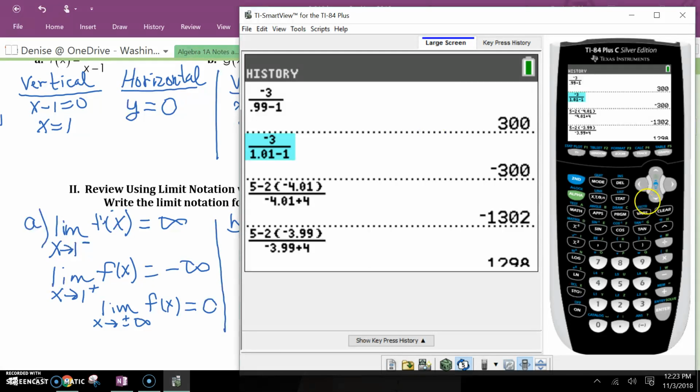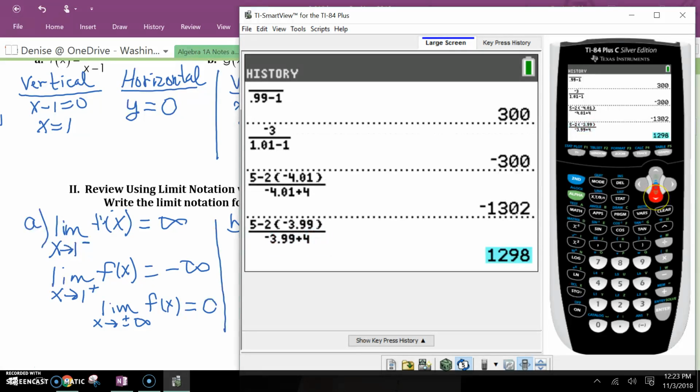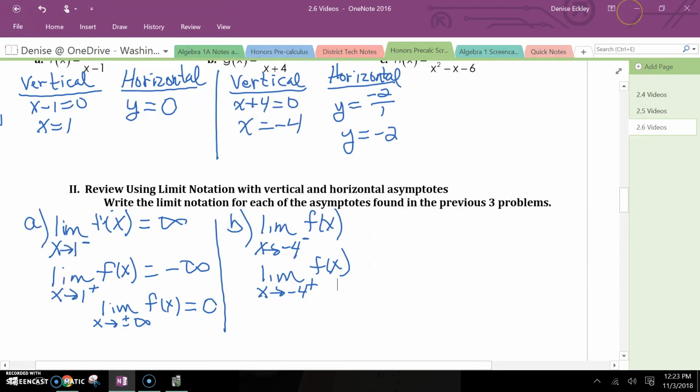I picked a value just to the left of -4, which was -4.01. I substituted in the function and I got -1302, which is a large negative number. And then I was just to the right of -4, so I substituted in -3.99 for x, and I got positive 1298, so kind of a large positive number. So that's going to tell me which direction my limits are headed.